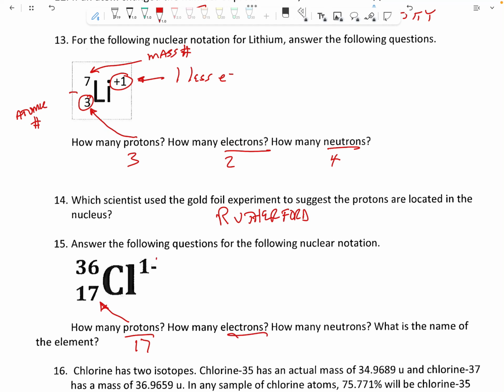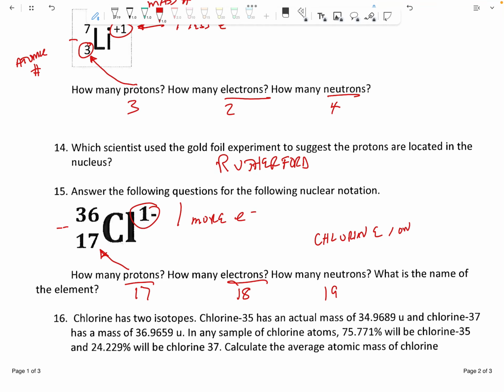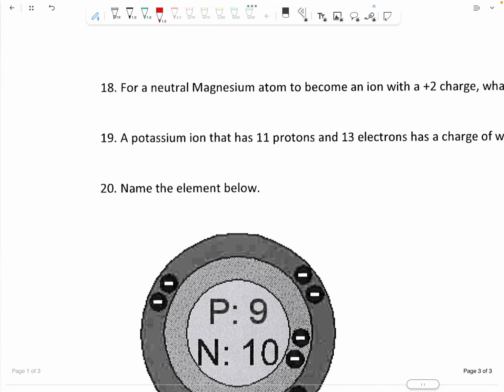Number of electrons? Well, we still have an ion now. This says that we have 1 more electron than we had. Okay, so now instead of 17 for a neutral atom, we would have a total of 18 here. The number of neutrons is the mass number minus the atomic number. 36 is the mass number, 17 is the atomic number. 36 minus 17 is 19. And this is a chlorine ion. Right? I'm going to save the math for last.